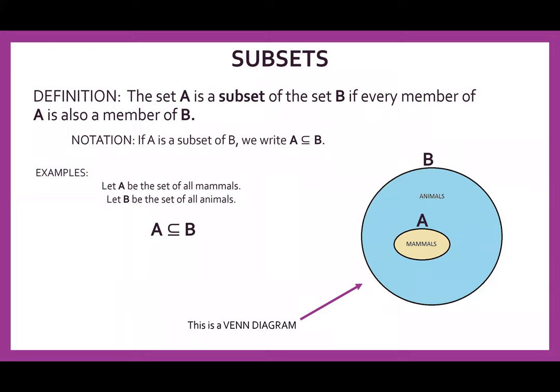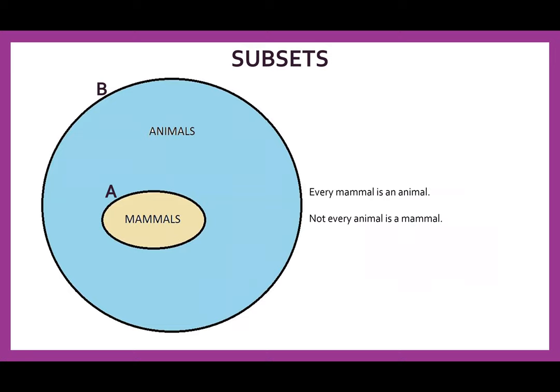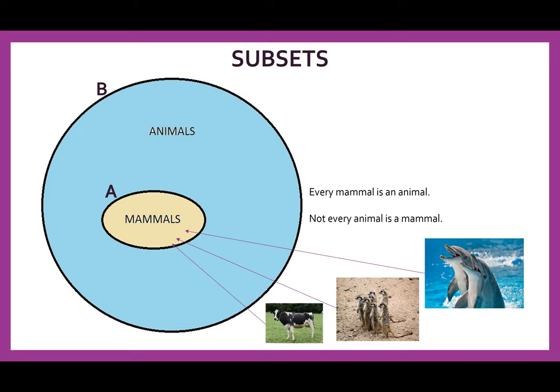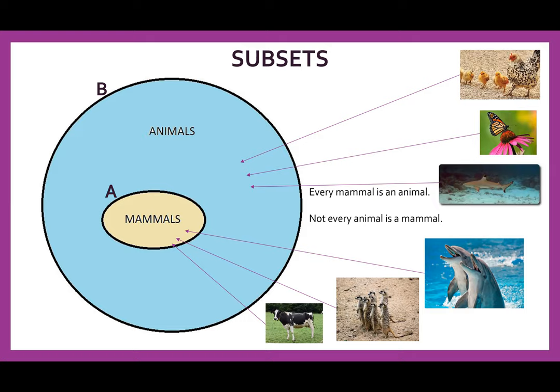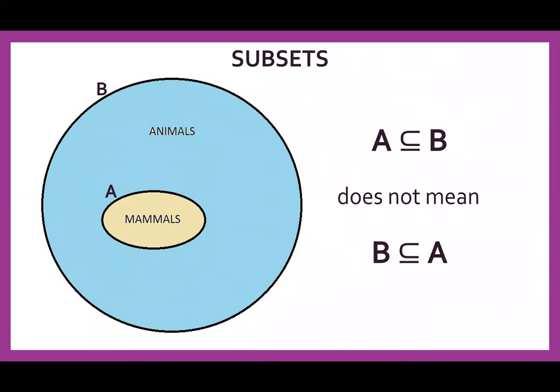So let's talk about subsets a bit more. Here we have mammals, right? So dolphins, meerkats, cows, cats, dogs, humans, etc. And in animals, that includes all animals. So that could be chickens, butterflies, sharks, ants, wasps, etc. We notice that every mammal is an animal, but not every animal is a mammal. Like certainly chickens are not mammals, butterflies are not mammals. So while we do have the structure here that A is a subset of B, it does not mean that B is a subset of A.